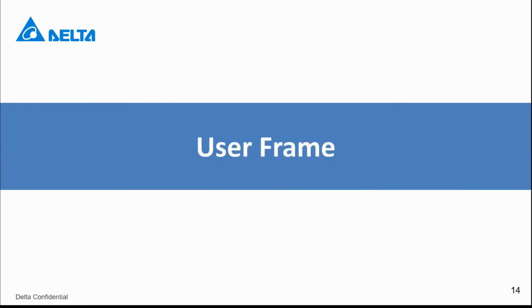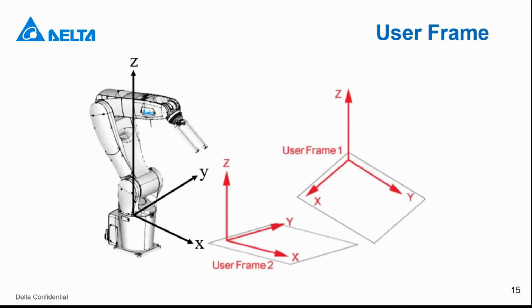And next is the user frame. As I mentioned before, the user frame is to define customized coordinates. And you can teach more than one here. Then you can teach a point on these customized coordinates.